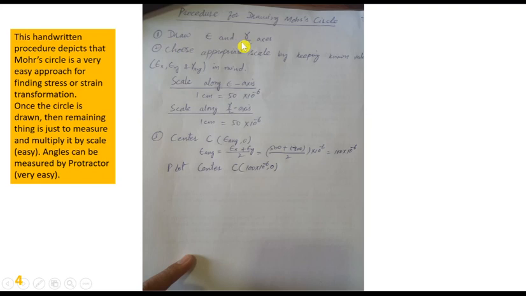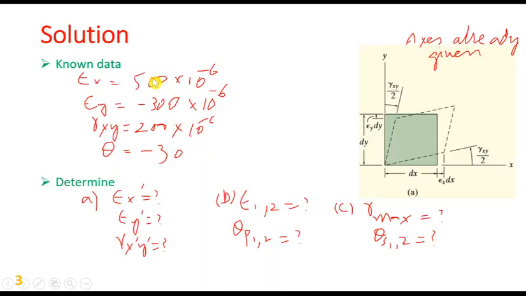First of all, draw epsilon and gamma as the two axes. Choose an appropriate scale, keeping the known values epsilon x, epsilon y, and gamma xy in mind, that is, 500, minus 300, and 200.